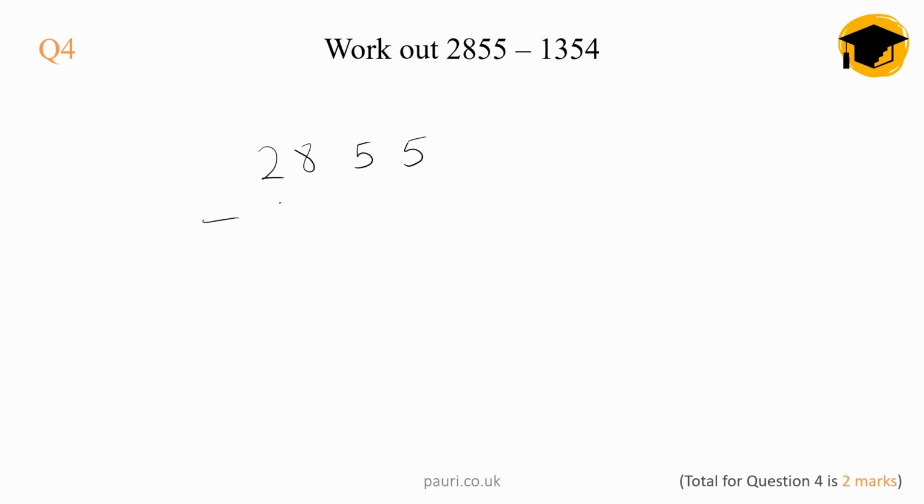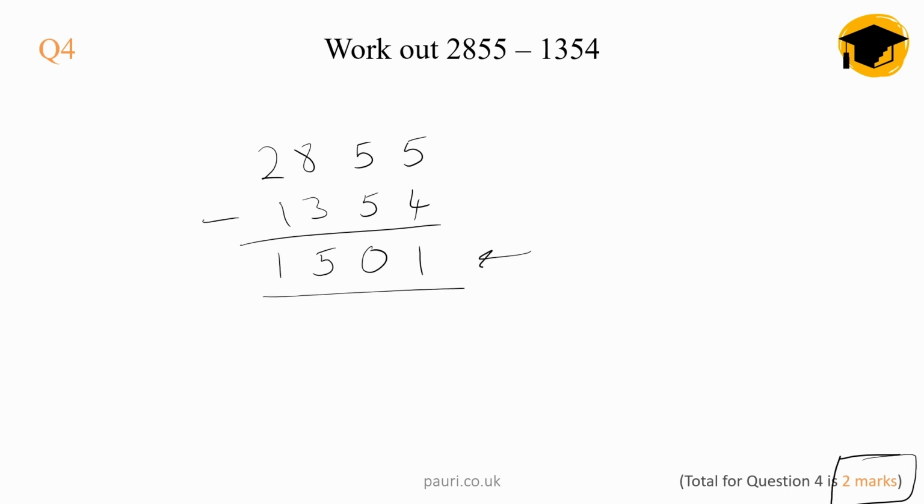Next question, 2855 minus 1354. 5 minus 4 is 1. 5 minus 5 is 0. 8 minus 3 is 5. 2 minus 1 is 1. 2 marks. 1 mark for the answer. 1 mark for your working out.